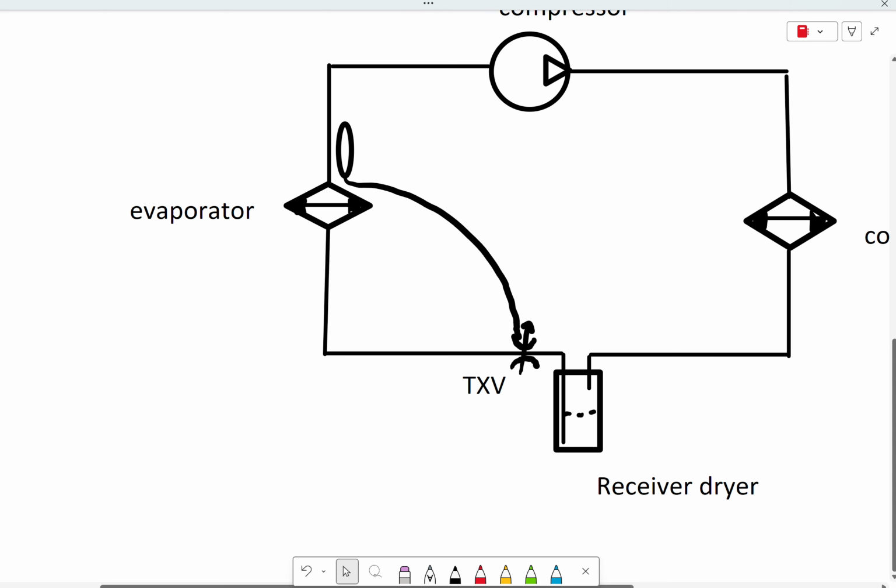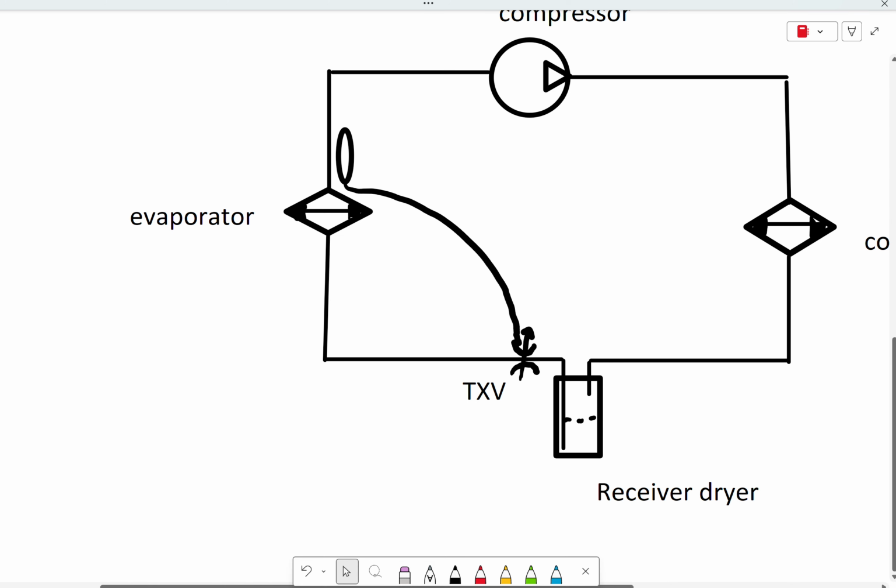The other thing about that bulb is it has to be insulated so that the only temperature that it's sensing is the temperature of the outlet of the evaporator line. All right. Now, for the most part nowadays, this is kind of irrelevant because that thermal expansion valve is the H-block style where the bulb is right inside of the H-block.